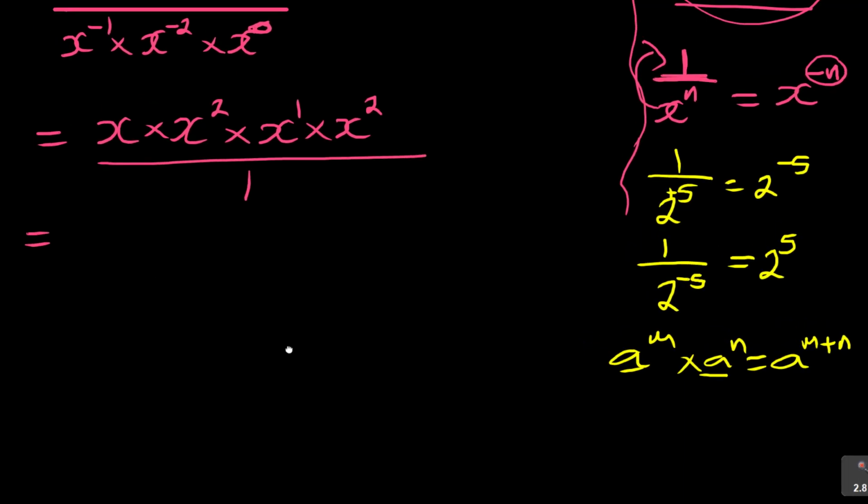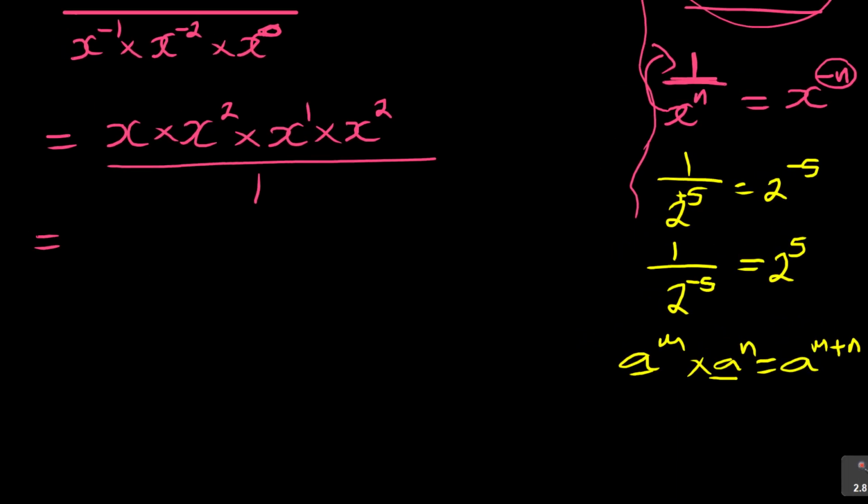So we're going to use the same here. When you apply it, x has no power there, which means there is a hidden 1. So it's x to the power of 1 plus 2 plus 1 plus 2. If you divide by 1, nothing changes, which is the same as x to the power of 1 plus 2 is 3, 3 plus 1 is 4, 4 plus 2 is x to the power of 6. So the answer becomes that.